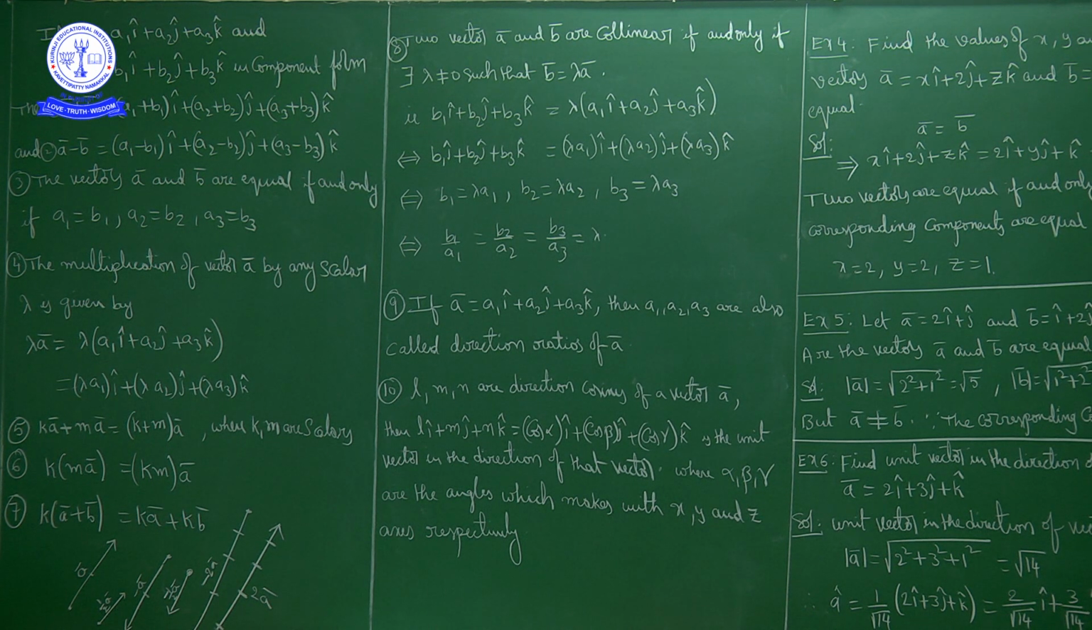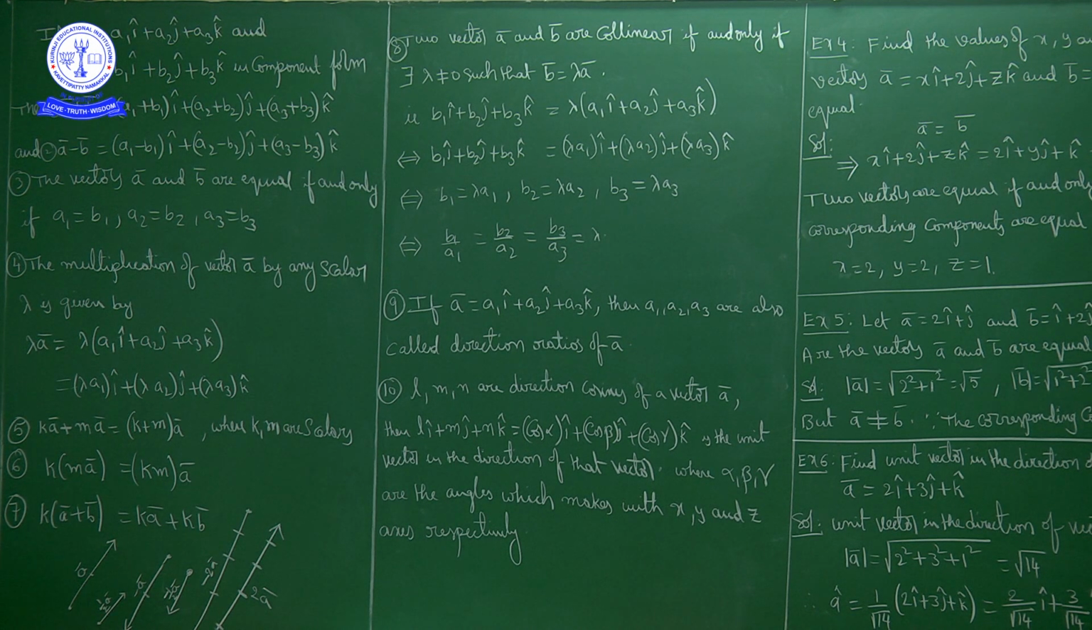Next, this we already discussed, but I am repeating once again. Suppose this is a vector a bar, of magnitude 2 units. Now half a bar: its magnitude is the magnitude of a bar divided by 2. The direction of half a bar is the same as the direction of a bar, only the magnitude is half.